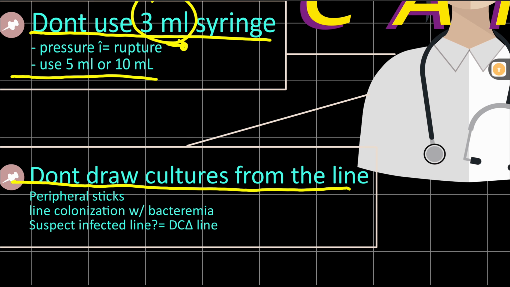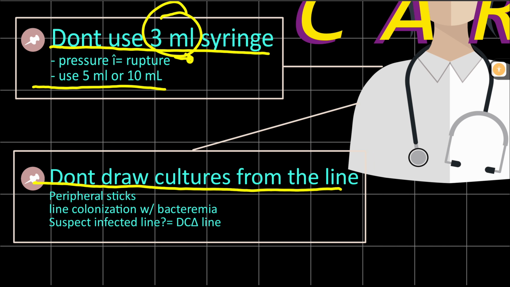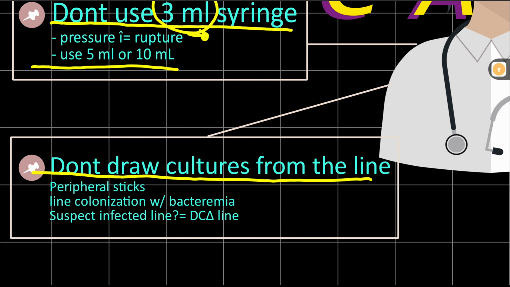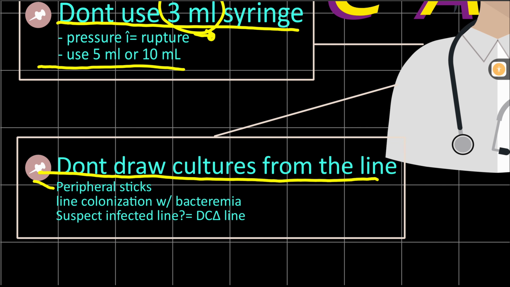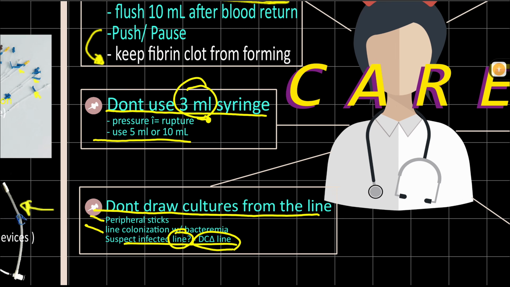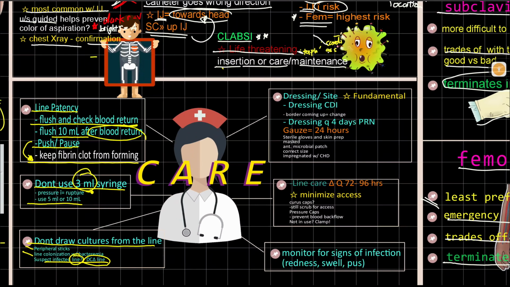Don't draw blood cultures from the line unless it is indicated or ordered by the physician, to check for any bacterial growth or line colonization. If the patient is in septicemia and we want to identify where the infection is coming from, you're going to do a peripheral stick. And like I said, if you're suspecting an infected line, you're going to discontinue that line right away. If that's the source of the bacterial growth, you want to remove it from the picture.